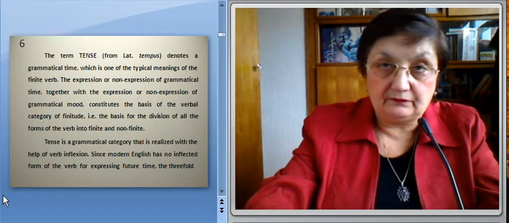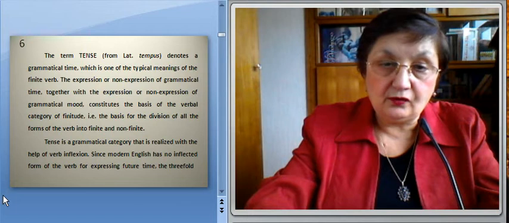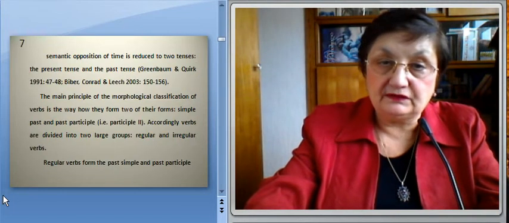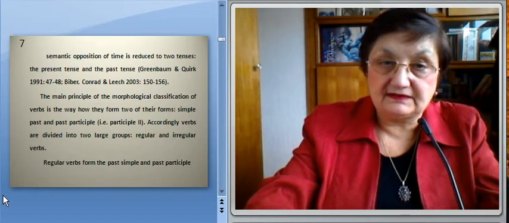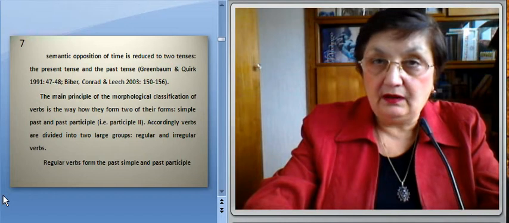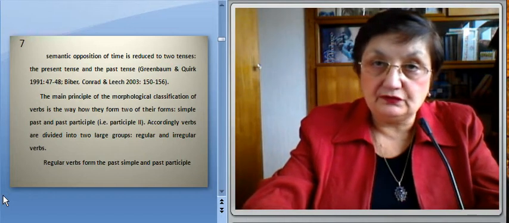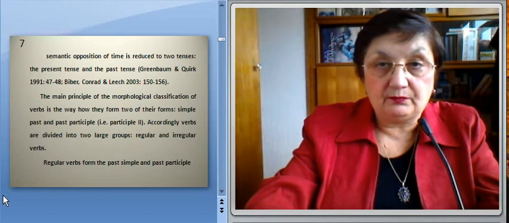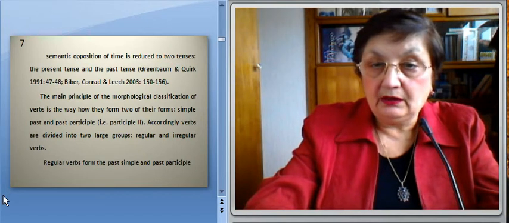Since modern English has no inflected form of the verb for expressing future time, the threefold semantic opposition of time is reduced to two tenses, the present tense and the past tense. The main principle of the morphological classification of verbs is the way they form their past simple and past participle. Accordingly, verbs are divided into regular and irregular verbs.